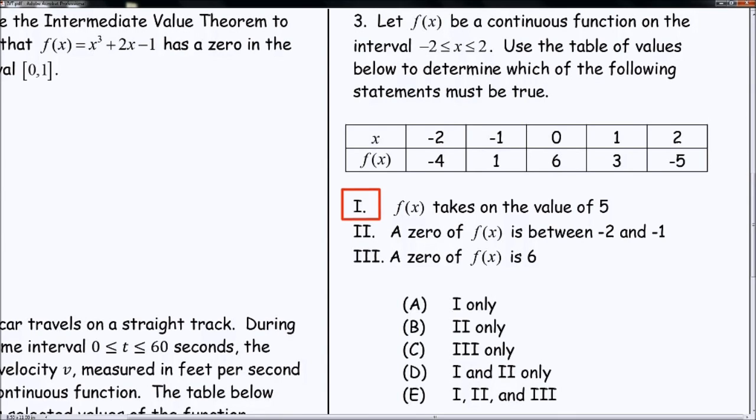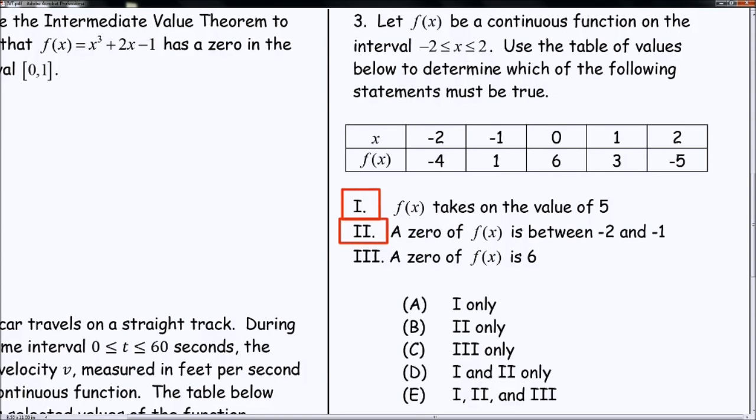Number 2, a 0 of f of x is between -2 and -1. So let's look. At x equals -2, my y value is -4. At x equals -1, my y value is +1. If I'm going from negative y values to positive y values, I have to go through 0. And so a 0 of f of x is between -2 and -1. That is true, because in order for me to go from -4 to +1, the y value 0 has to occur. So number 2 is true as well.